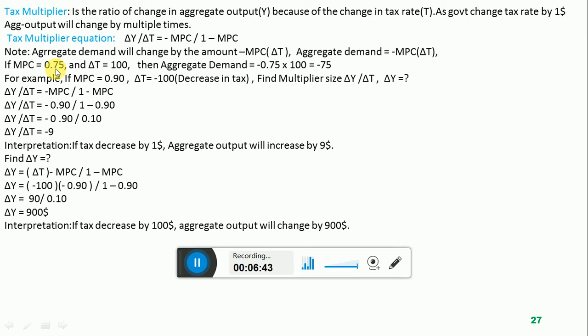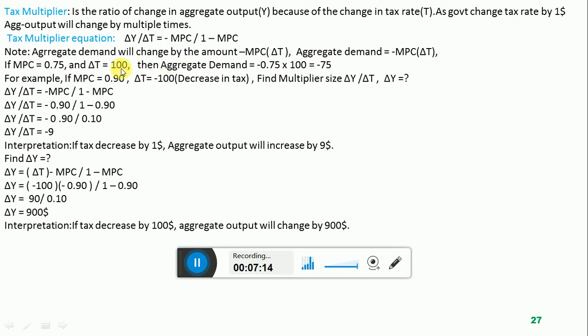Out of 1 rupee, Afghans consume 75 paisas and save 25 paisas, and the change in tax is 100, which is positive. This means the tax rate increases, tax increases by $100 million. This is 100 positive, that is, a positive change in tax, and positive means tax rate increase.